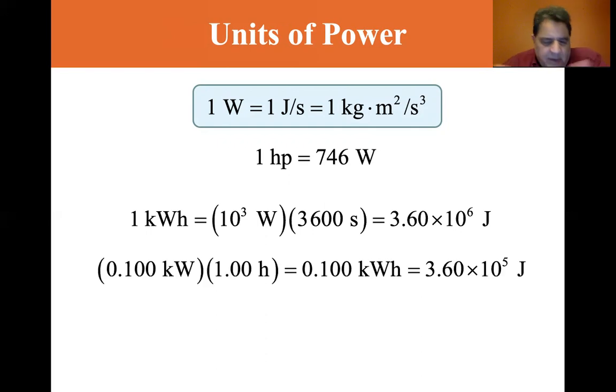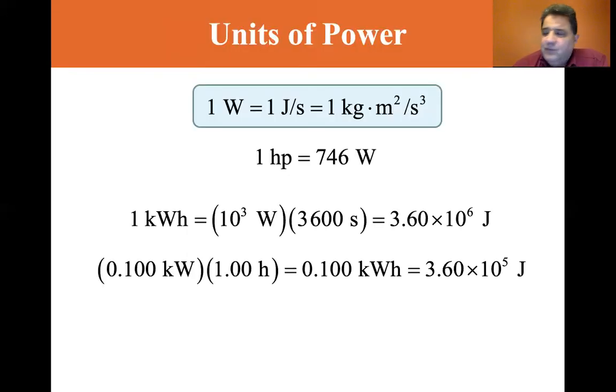As an example, you have a 100-watt bulb for 1 hour. 100 watts is 0.1 kilowatts. So 0.1 kilowatts times an hour, 3,600 seconds, is equal to 0.1 kilowatt hours. So it's 3.6 times 10 to the 5th joules. And that's a wrap up of chapter 8.